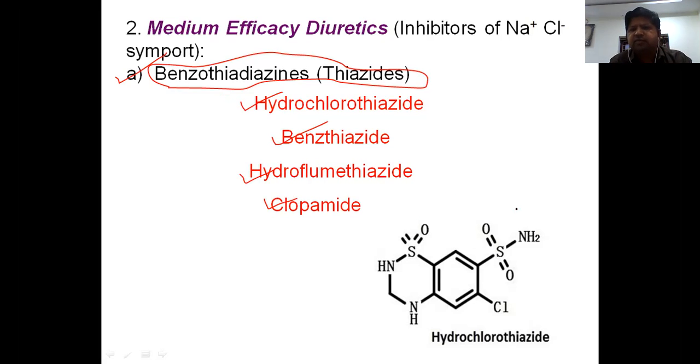These are the drugs which will have a basic thiazide ring, a complete thiazide ring. This is one of the examples I would like to show you: hydrochlorothiazide. Hydrochlorothiazide is a widely used thiazide diuretic.